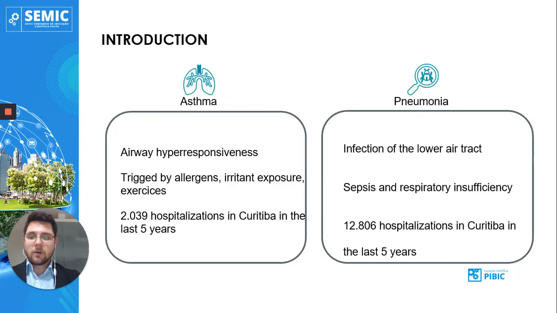To talk a little more about each disease, asthma is characterized by airway hyper-responsiveness and is triggered by allergens, irritant exposure, and sometimes by exercise. In Curitiba, in the last 5 years, there were 2,039 hospitalizations. On the other hand, pneumonia is characterized by infection of the lower airway. It can also evolve to sepsis and respiratory insufficiency, and in Curitiba, in the last 5 years, there were almost 13,000 hospitalizations.